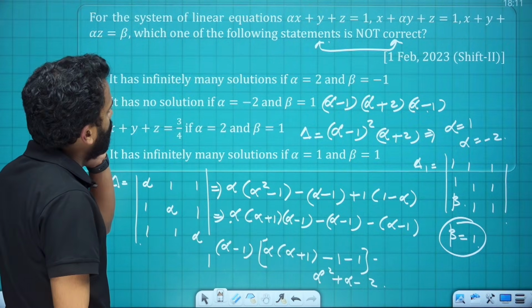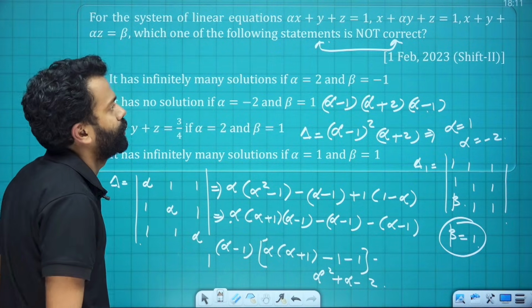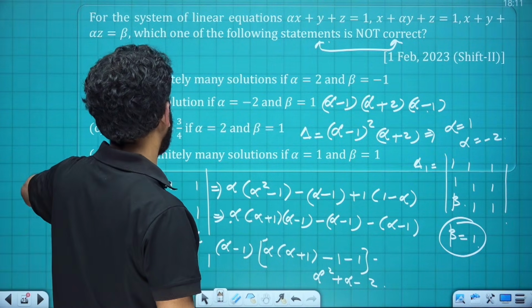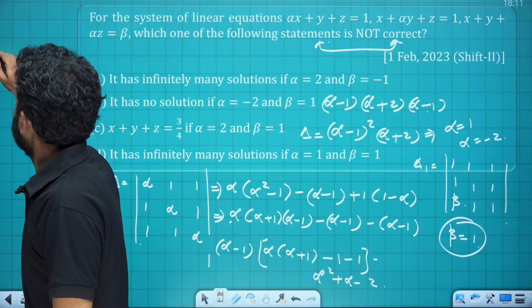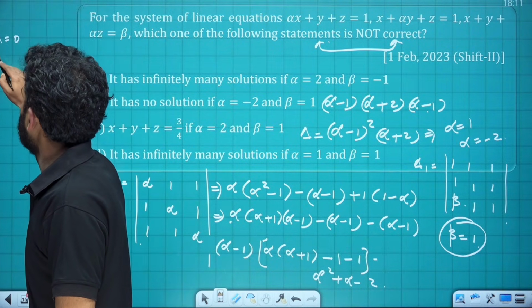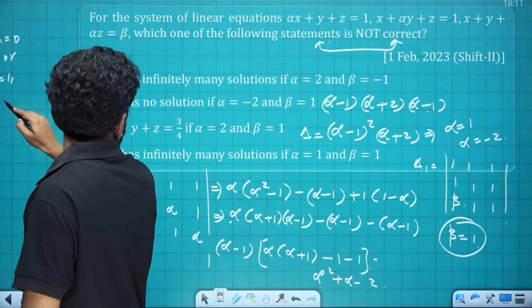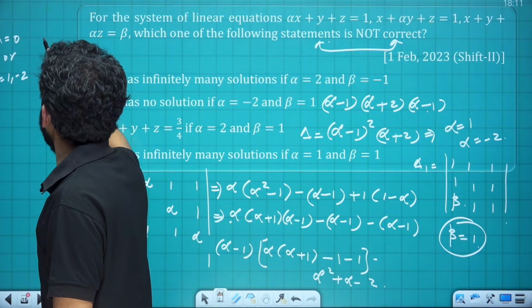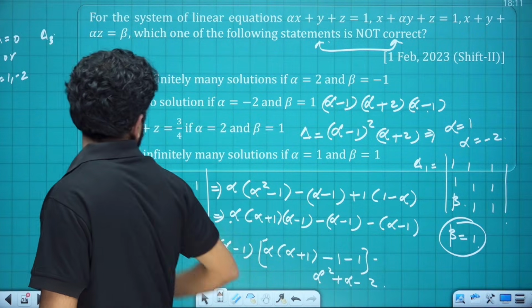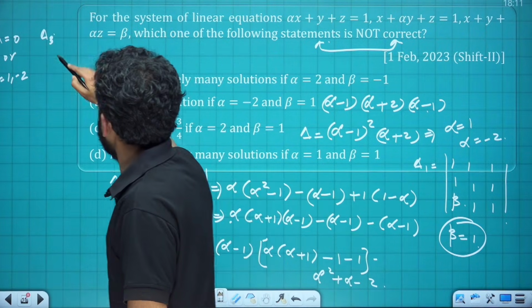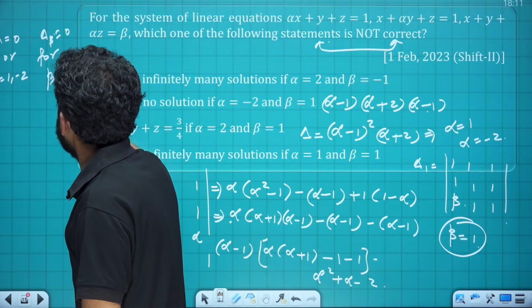We need to go through the options first to verify which one of the following is incorrect. But before that, we need to conclude the things here. That is, delta is equal to 0 for alpha is equal to 1 comma minus 2, and delta 1 is equal to 0 for beta is equal to 1.